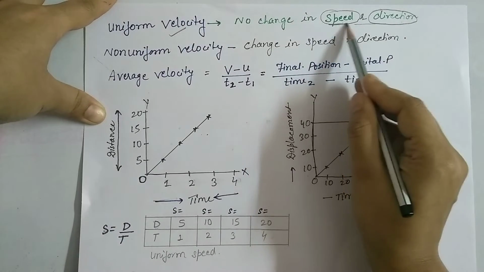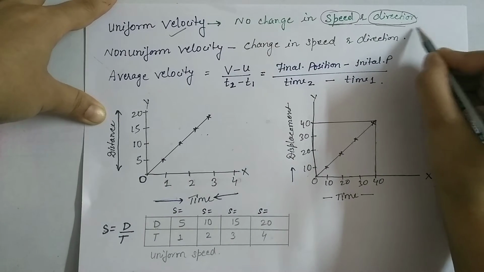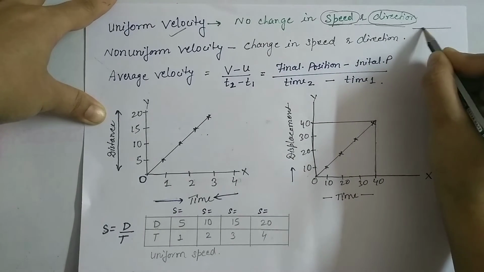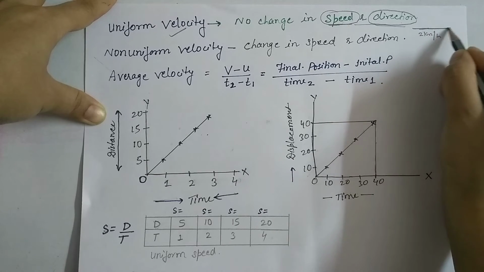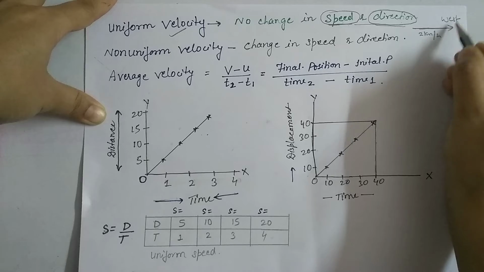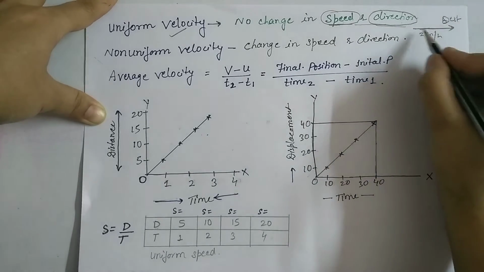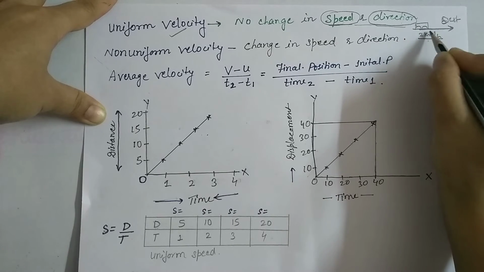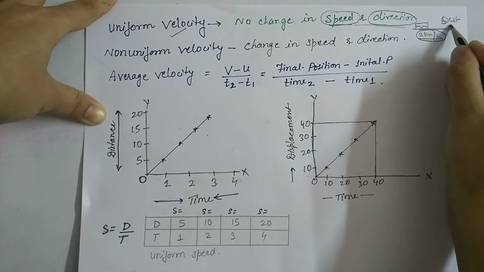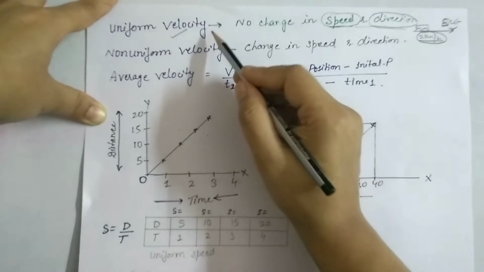If there is no change in speed and no change in direction, let's take one example. If a car is moving with a constant speed of 2 kilometers per hour in the same direction, east, then we can say this car is moving with 2 kilometers per hour. The speed is 2 kilometers per hour and the direction is east. So there is no change in the speed and direction of the vehicle, and we call it uniform velocity.